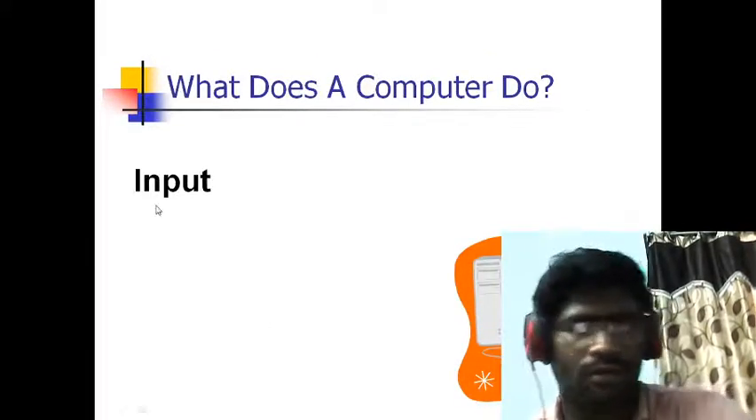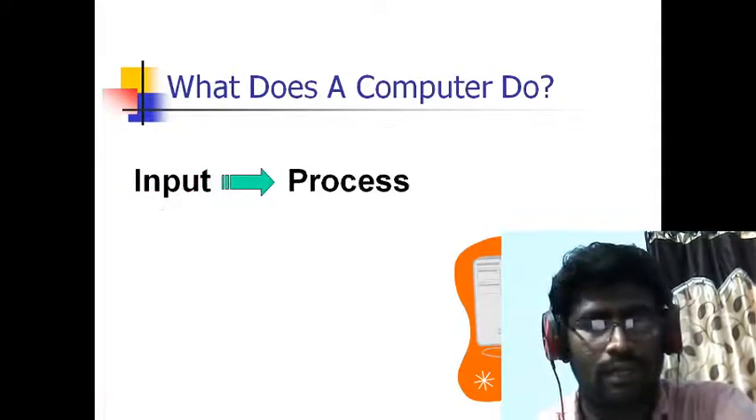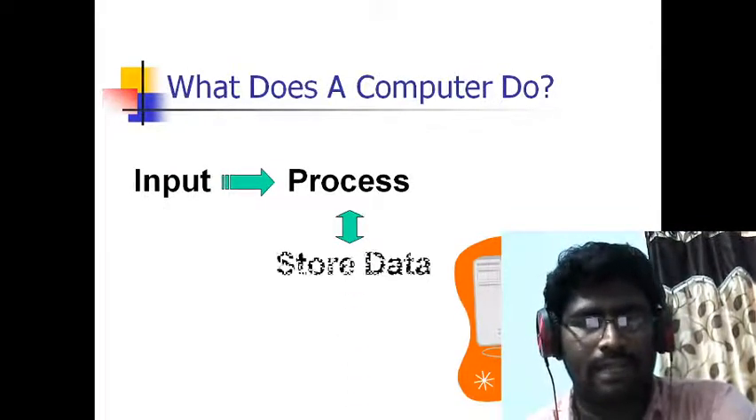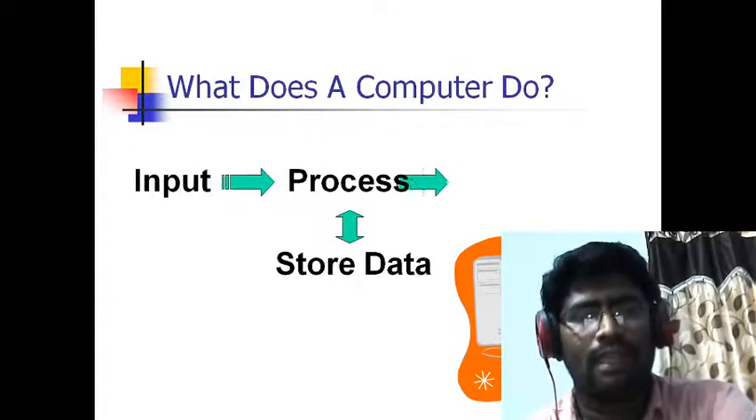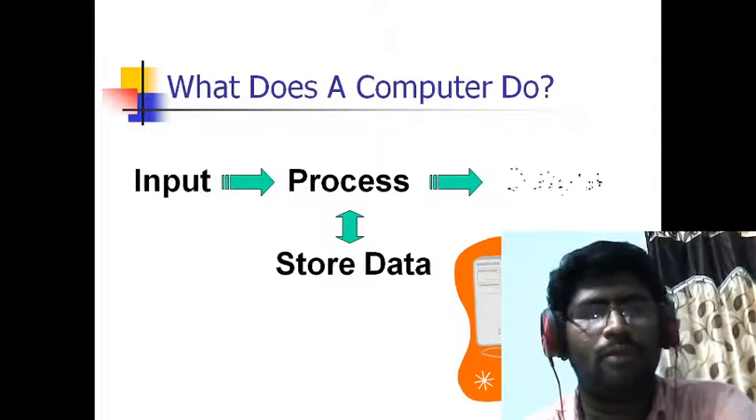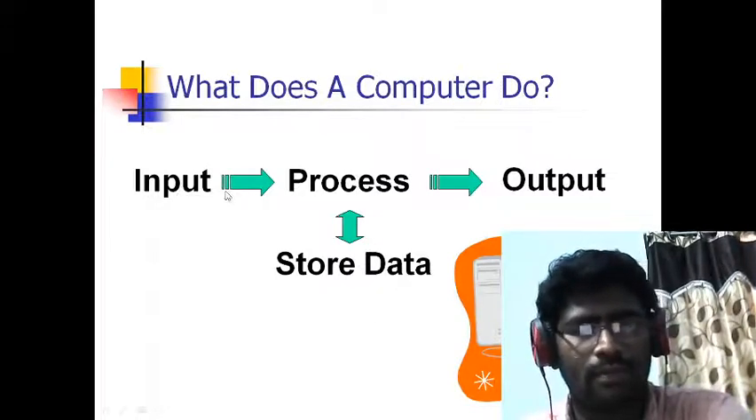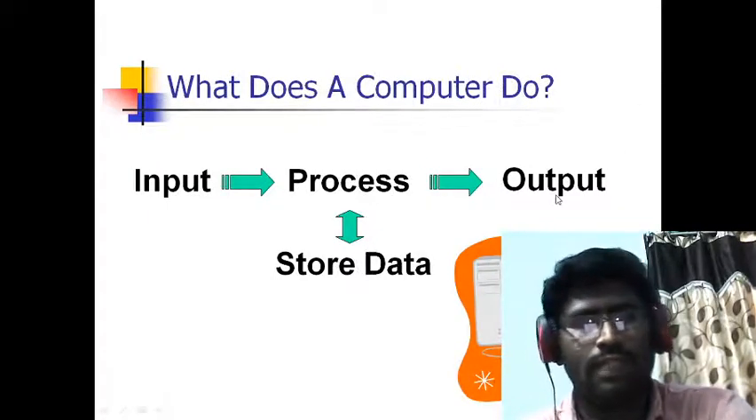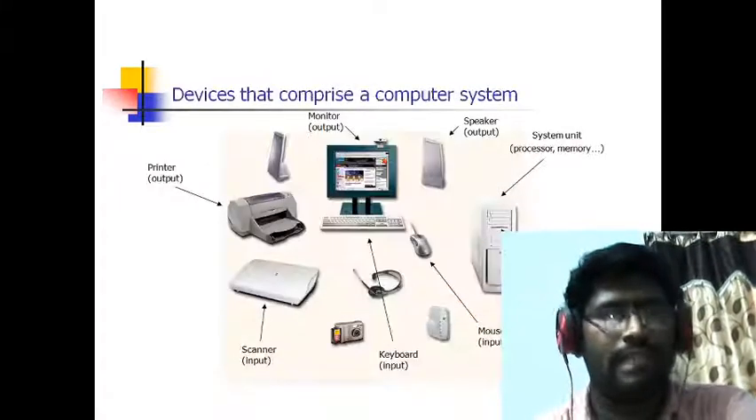See here, we are going to give some input to the computer. After giving input to the computer, it will process it. Computer will process the input, and if it requires, the same data can be stored in the computer. Otherwise, if a user requires the output, it produces the same output to the user. Computer takes the input, processes it, stores the data inside the computer and also produces output to the user. This is the basic operation that a computer will perform.